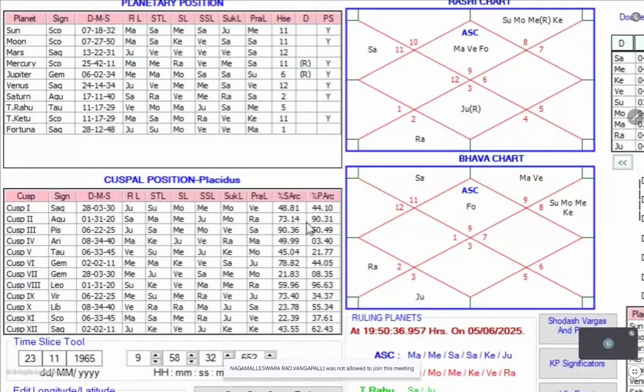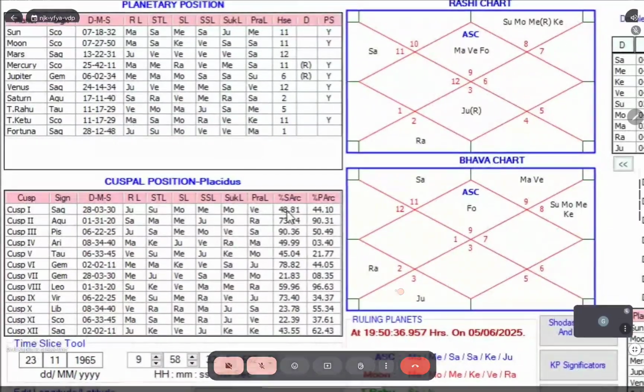The first important rule which we usually follow is that we see the sign that rises on the ascendant. It is Sagittarius sign. It's a male sign. It's the chart of a male. So male and male means the arc has to be less than 50%.